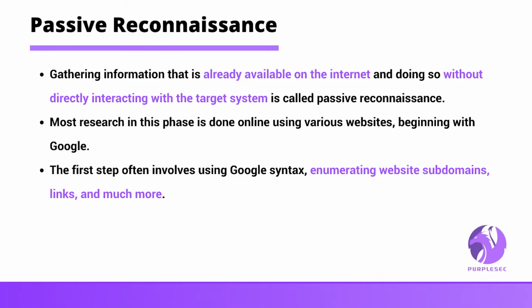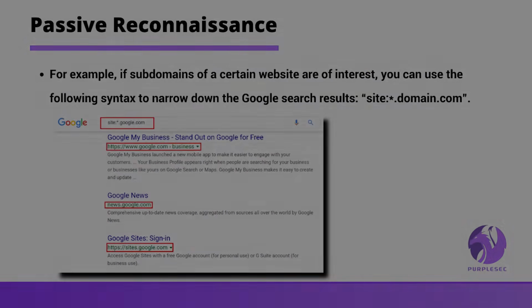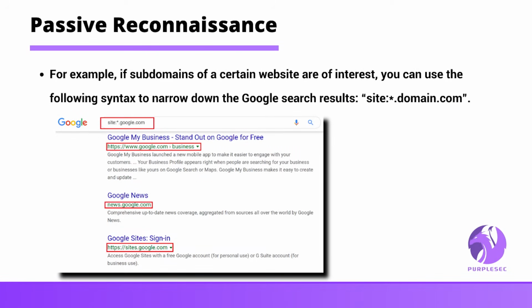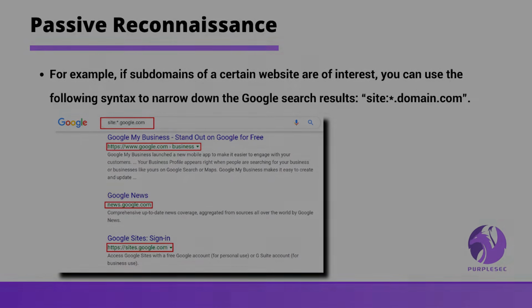Most research in this phase is done online using various websites, beginning with Google. The first step often involves using Google syntax, enumerating website subdomains, links, and more. For example, if subdomains of a certain website are of interest, you can use the following syntax to narrow down the Google search results: site, and then the domain.